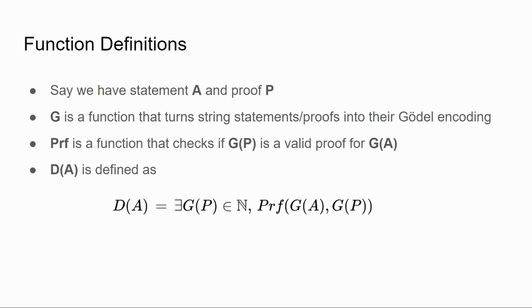We let A represent a sequence of symbols that is a statement, and we let P represent a sequence of symbols that is a proof. We also let G be a function that converts statements into their Gödel encoding. And we let proof be a function that verifies whether the Gödel encoding of P is a valid proof for the Gödel encoding of statement A. Then we define d of A, or the derivability of A, as a function that returns true if A has a valid proof within our formal system. Note that d is a function that has a natural number input. This means that d is a function of a single variable.